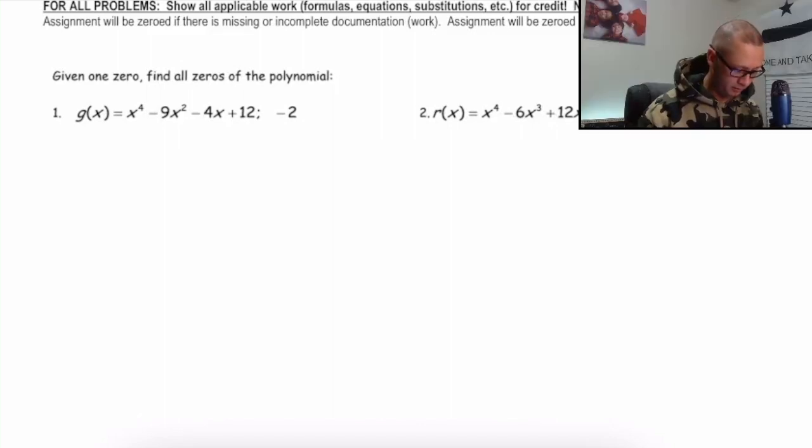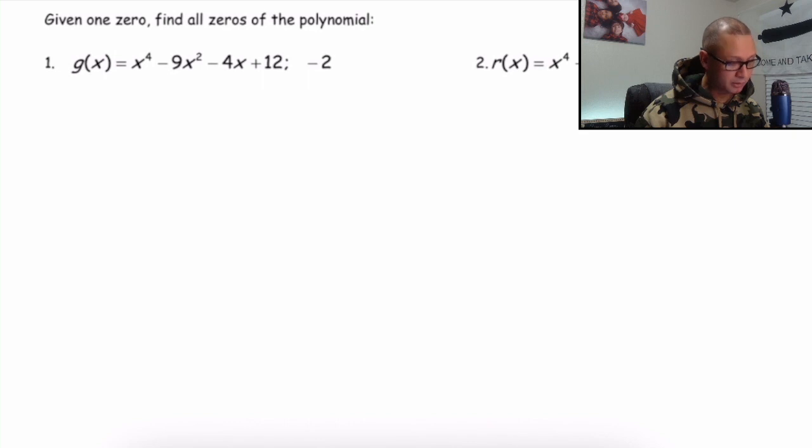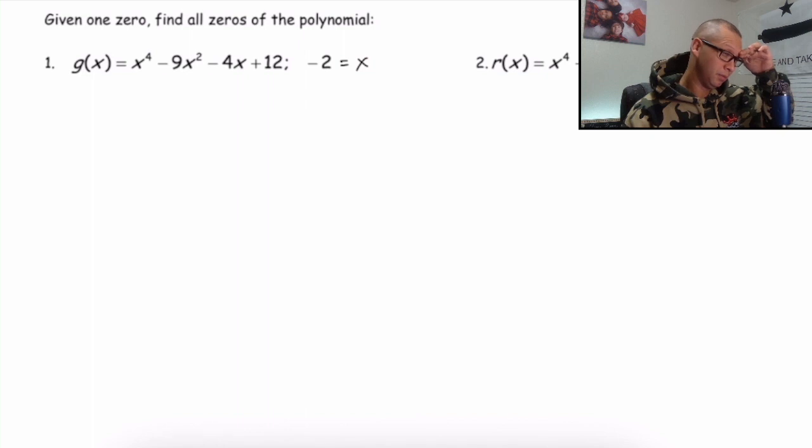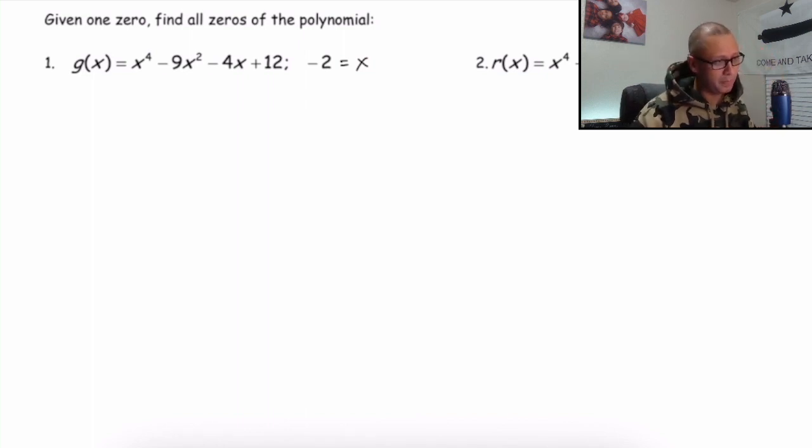All right. Fundamental theorem of algebra. Given 1, 0, find all the zeros of the polynomial. All right, so this is telling me that x is equal to -2. That this function, polynomial, for sure crosses the x-axis at -2. So it's definitely a 0. So this is what we're going to use for our synthetic division process.